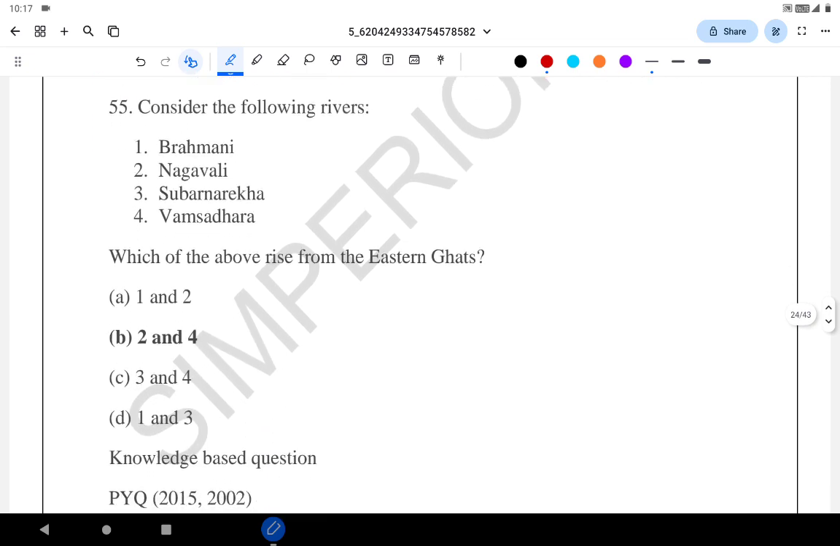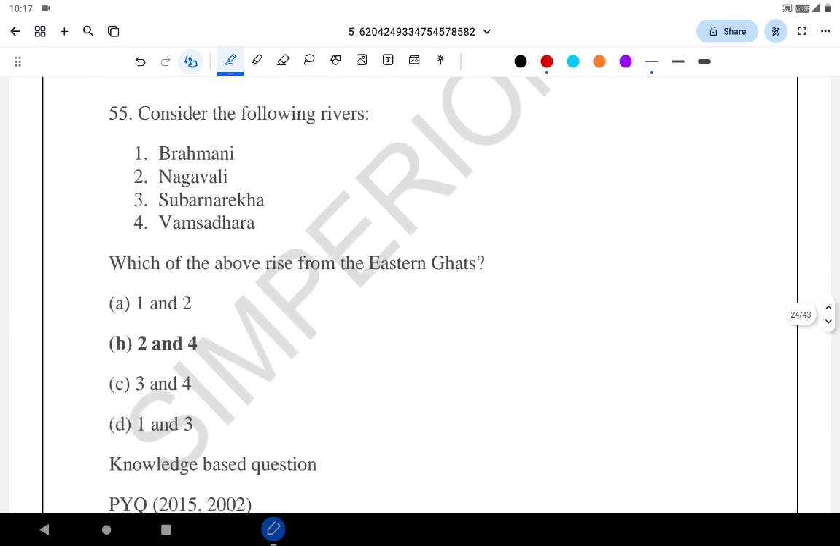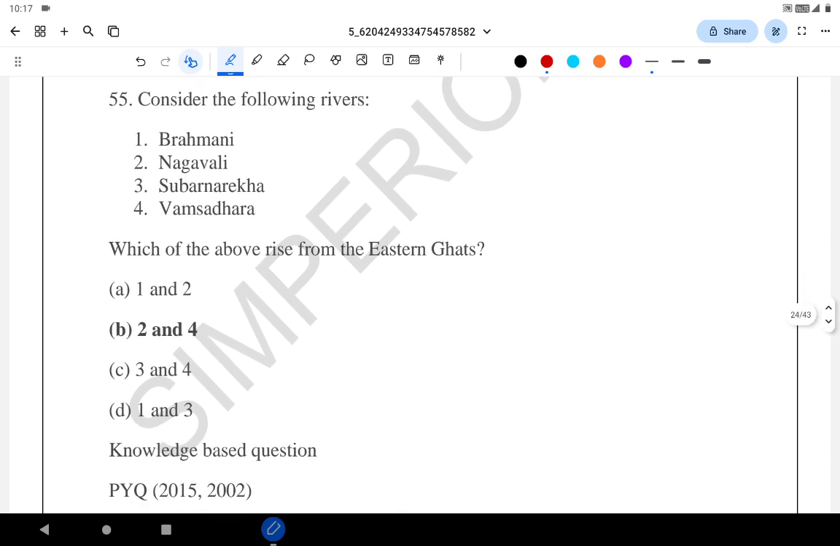Let's go to the next question. Consider the following rivers: Brahmani, Nagavali, Subarnareka and Vamsadhara. Which one of them rise from Eastern Ghats? See, all of these rivers that are given here, that is Brahmani, Nagavali, Subarnareka and Vamsadhara, all of them empty into the Bay of Bengal.